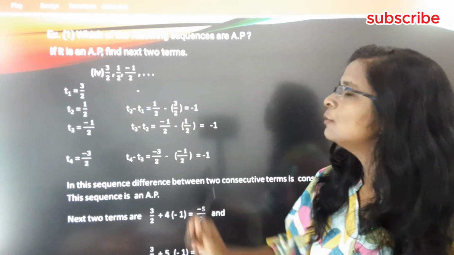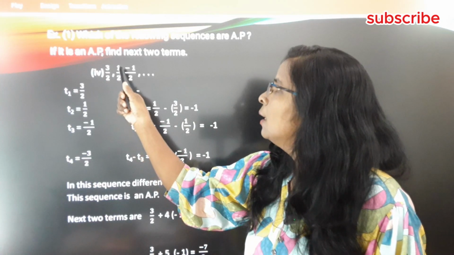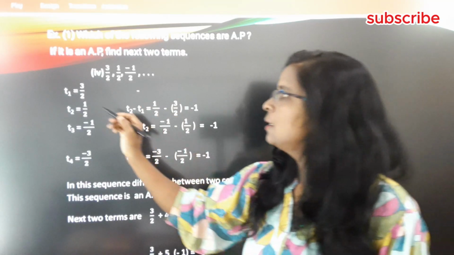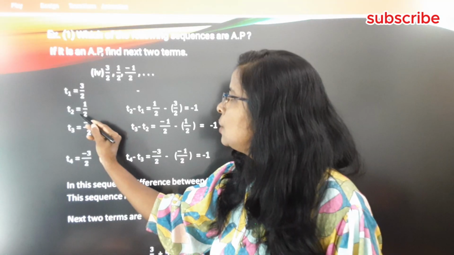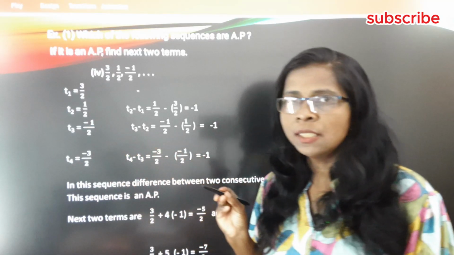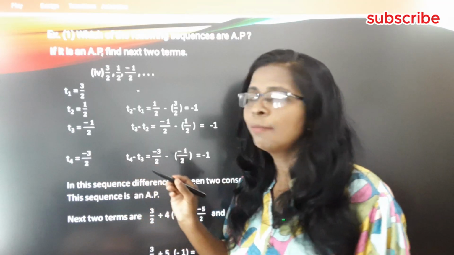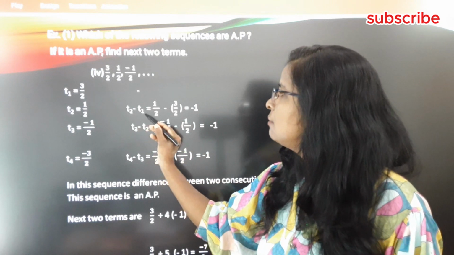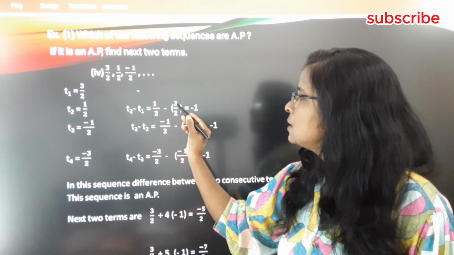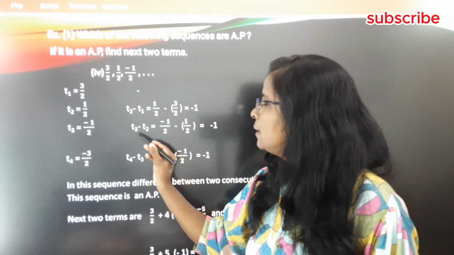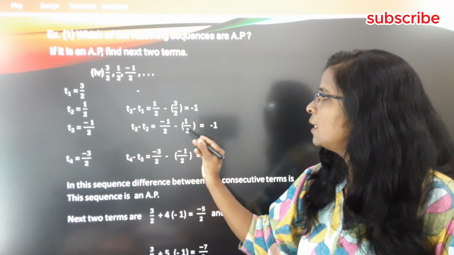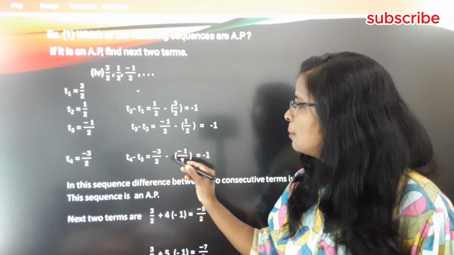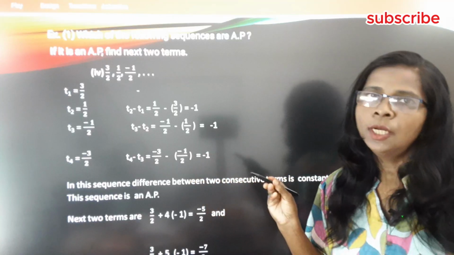Next example, students, the fourth one: 3 upon 2, 1 upon 2, minus 1 upon 2, minus 3 upon 2, and so on. So here the given terms are T1 is equal to 3 upon 2, T2 is equal to 1 upon 2, T3 is equal to minus 1 upon 2, T4 is equal to minus 3 upon 2. Now the differences between consecutive terms: T2 minus T1 is equal to 1 upon 2 minus 3 upon 2 is equal to minus 1. T3 minus T2 is equal to minus 1 upon 2 minus 1 upon 2, which is equal to minus 1. T4 minus T3 is equal to minus 3 upon 2 minus 1 upon 2 is equal to minus 1.